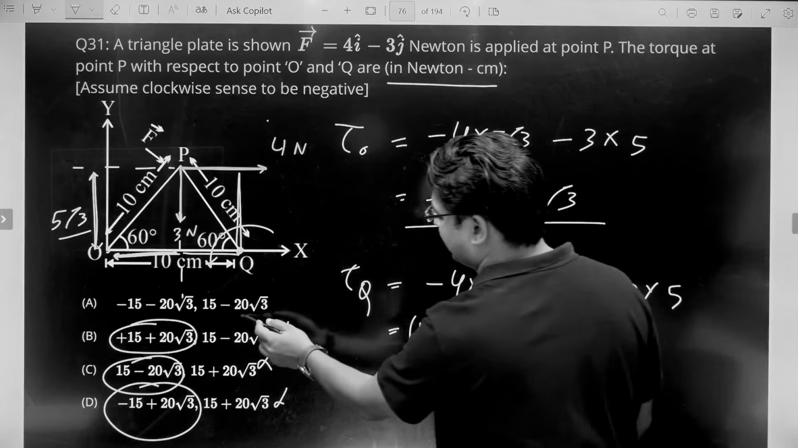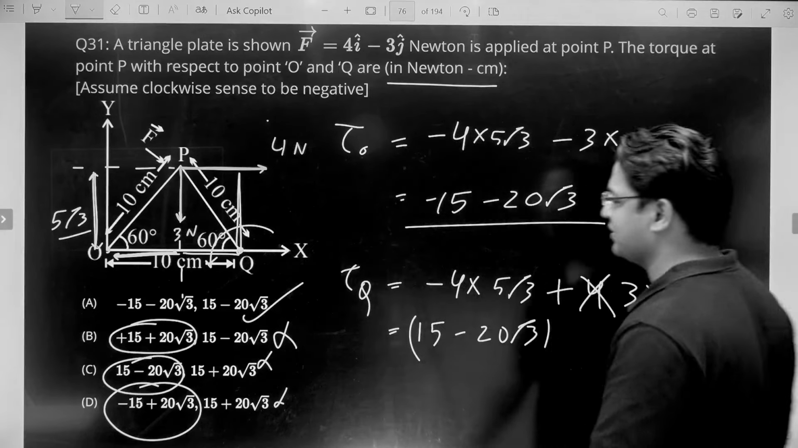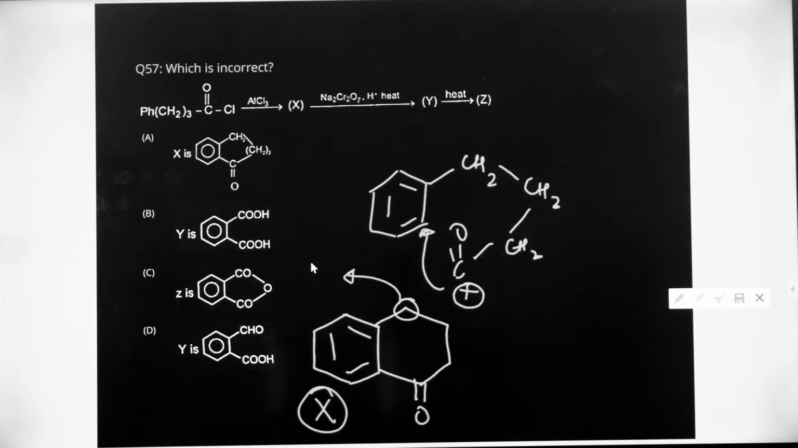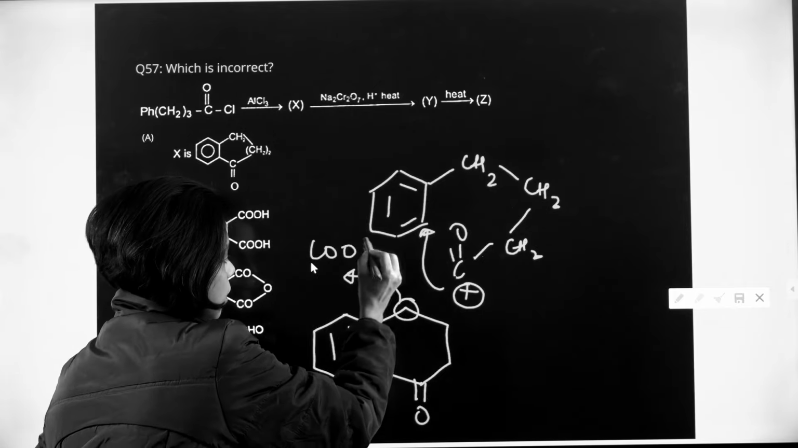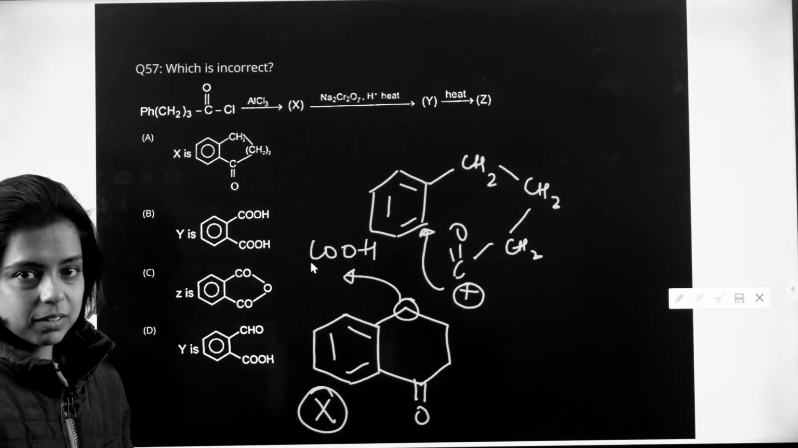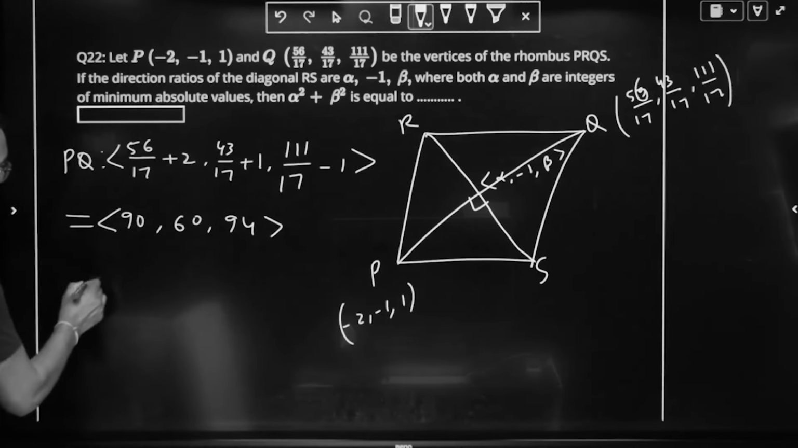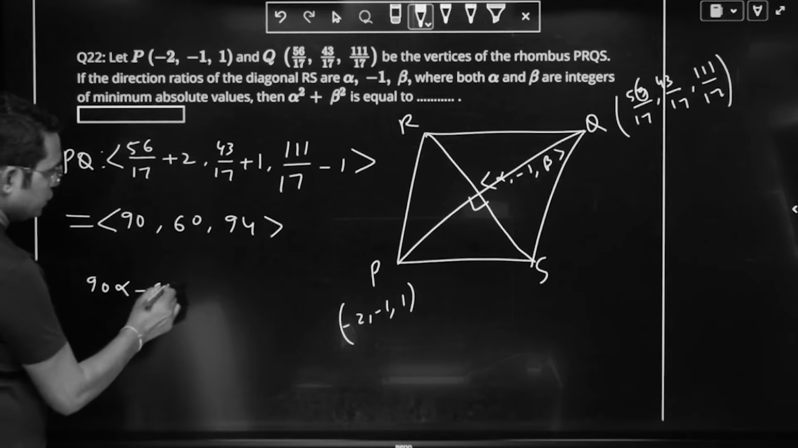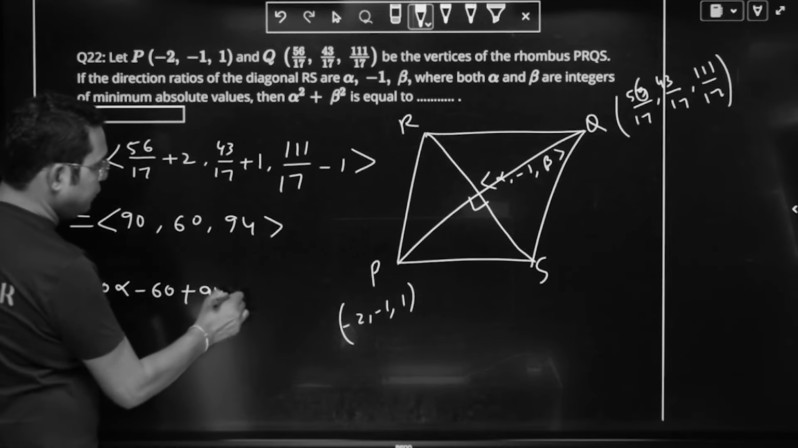In option A, we have already found out that option A should be the right answer. What will it get converted to? COOH, right, with a strong oxidizing agent. The dot product of PS with this will be 90 alpha minus 60 plus 94 beta is equal to 0.